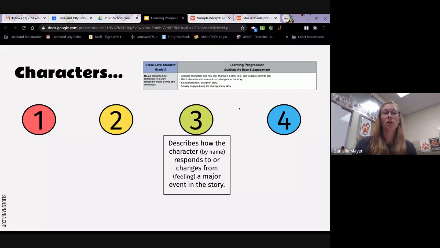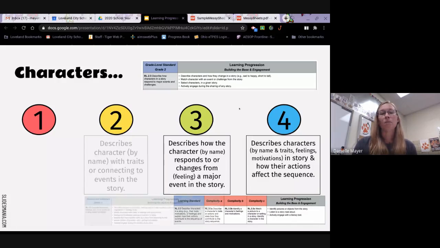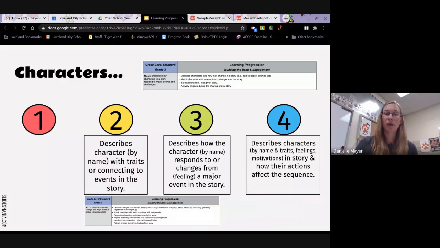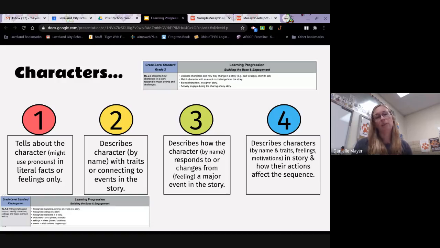And so then I took the third grade standard in order to get my number 4. And so if I was doing something like a rubric, here's where I might use point values. And it describes the characters by name, traits, feelings, motivations in the story, and how their actions affect the sequence. So this is a little more complex here. And then I used the first grade standard for our number 2 and the kindergarten standard for our number 1. So you can see how I used the standards to more or less make my progression.